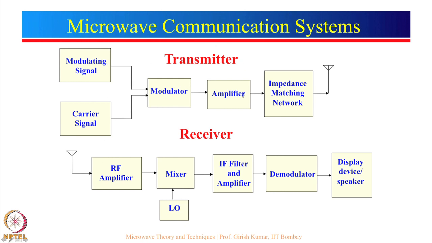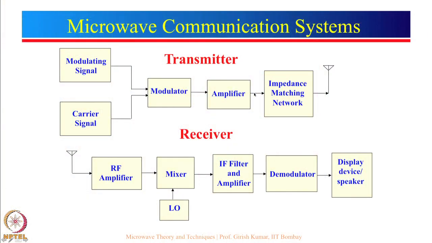Then these two signals are modulated. There are several modulation schemes, for example analog modulation and digital modulation. That modulated signal has to be amplified, and here we will have a high power amplifier, which is connected to the antenna. Now, many books do not include this impedance matching network, but I think it is a very important thing between the antenna and the amplifier.